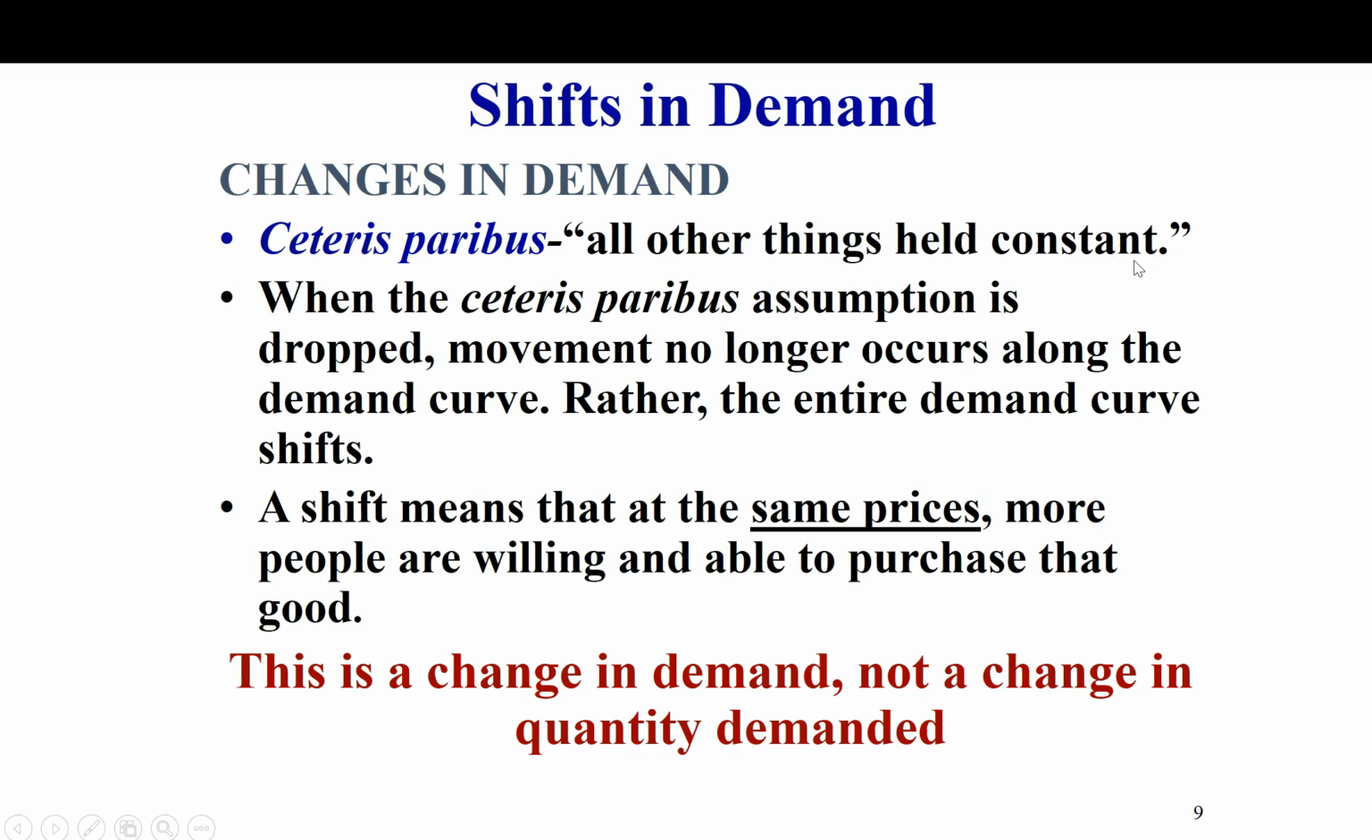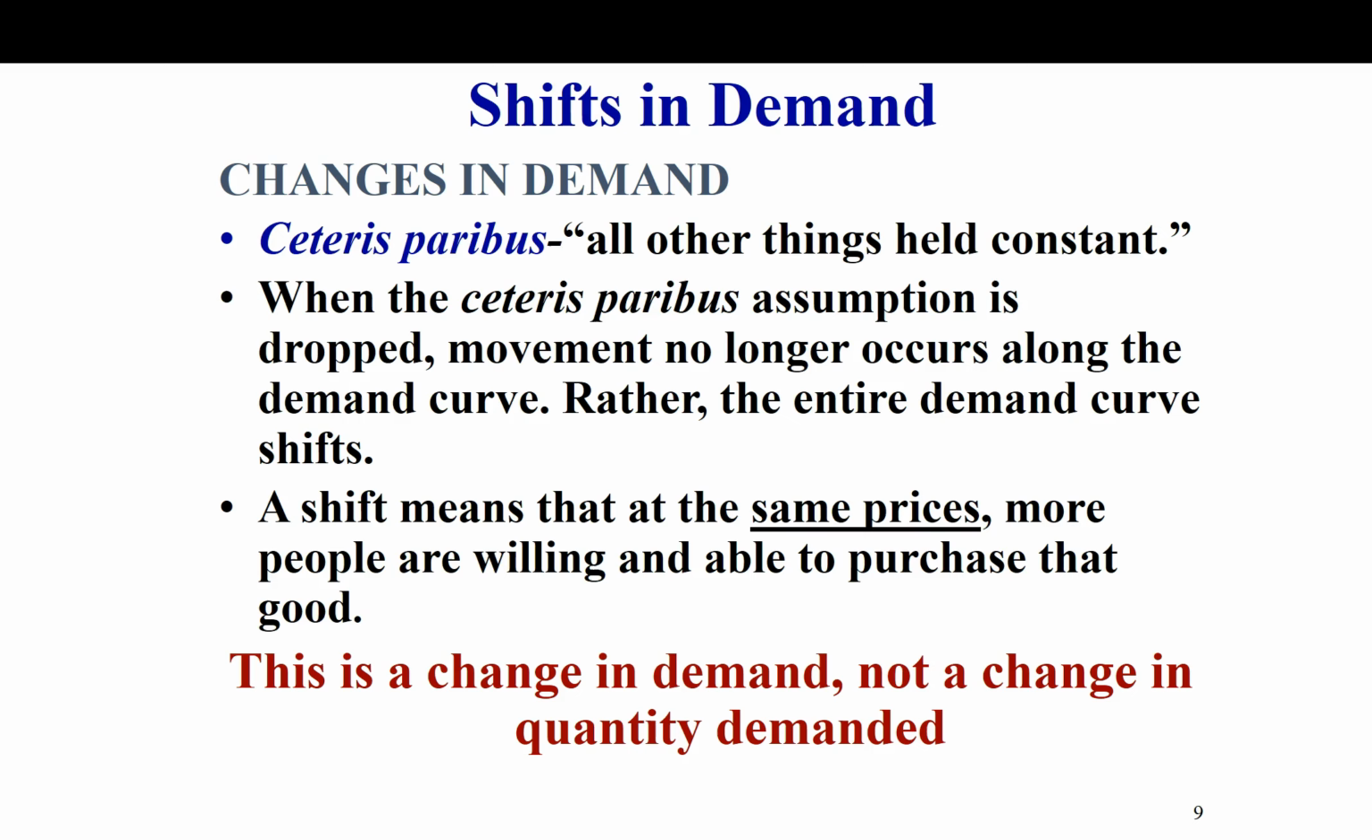Changing demand then is when we drop that ceteris paribus assumption. Then we're no longer looking at movement along the demand curve, which takes place when we have a price change. But now, if something that is an underlying market condition, something outside of the price and quantity relationship, an outside factor, changes, then the entire demand curve shifts. So a shift will mean that at the same prices, there's no change in price.